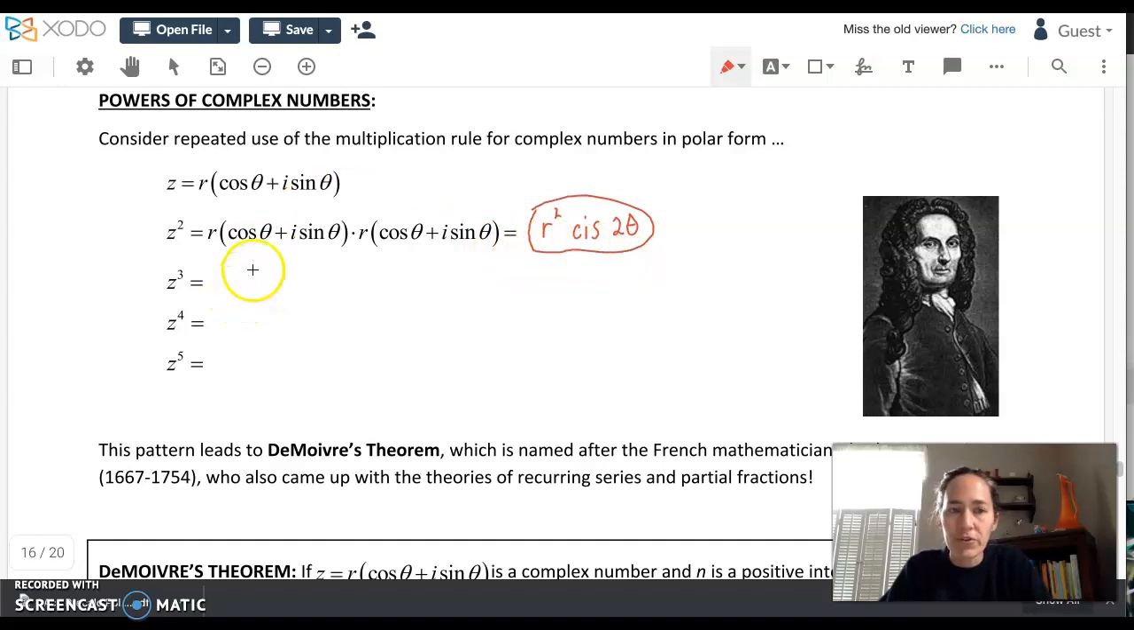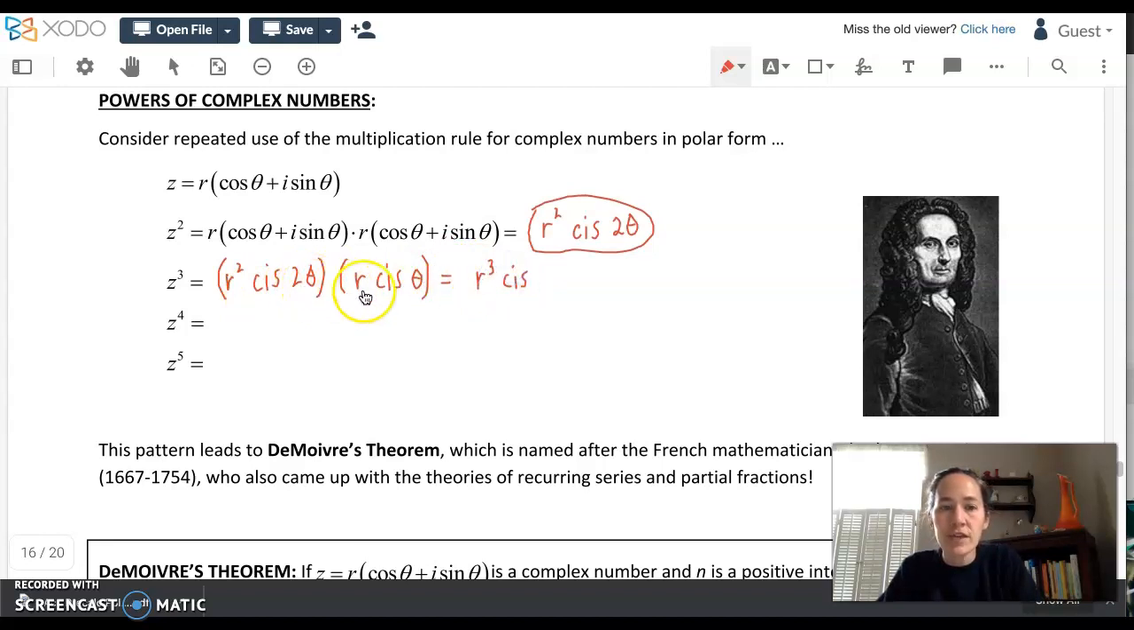I wonder about the third power. Well, you take what you just found, so z squared was r squared cosine plus i sine of 2 theta, and your goal is to multiply it by another r cis theta, right? You want the third power. Shouldn't the pattern continue? You'll get r squared times r, so r to the third, cosine plus i sine, and then 2 theta plus another theta, so you get 3 theta. I hope the pattern's becoming pretty obvious. This is just building off of that multiplication rule we had the other day.